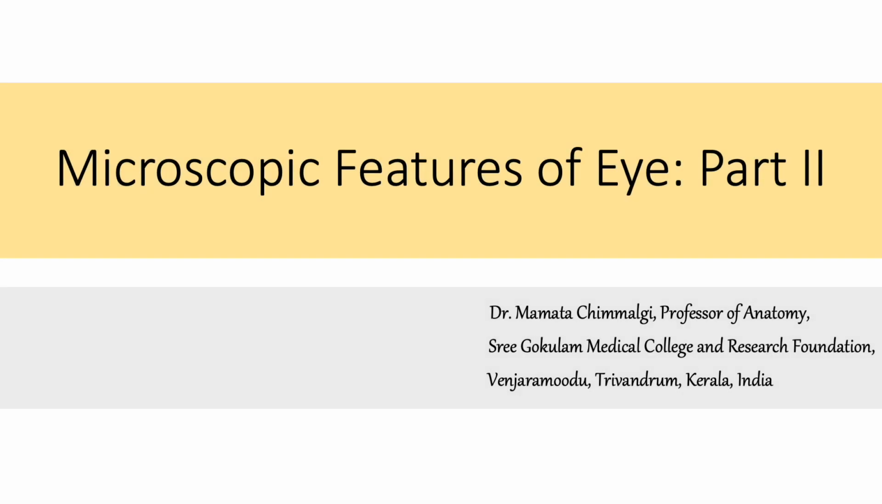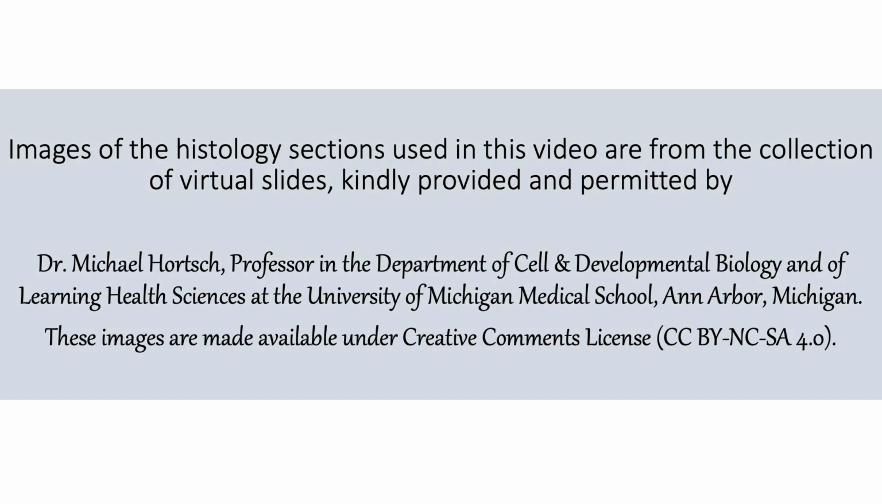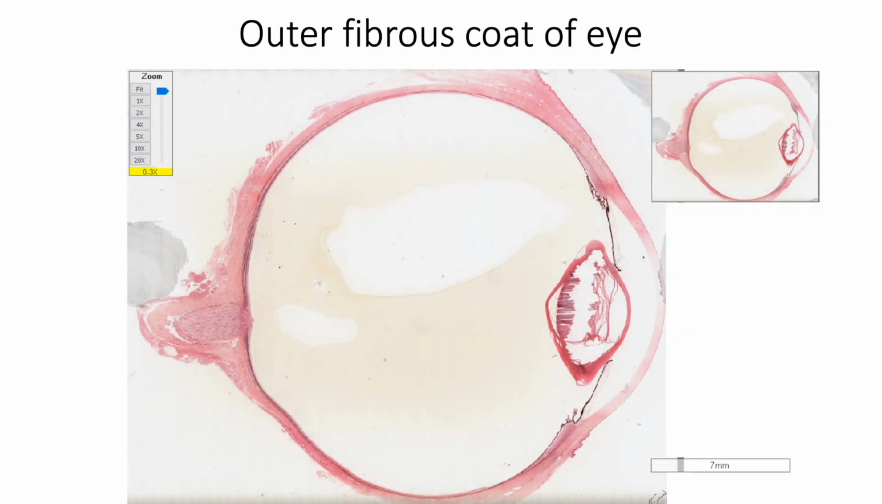This is the second in the series of 5 videos on the microscopic features of the eye. I'm grateful to Dr. Michael Hosch of University of Michigan Medical School for providing the images of histology sections. Here, we will look into the features of the outer coat of the eye, which includes sclera and cornea.